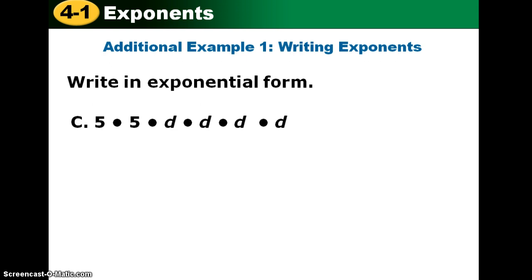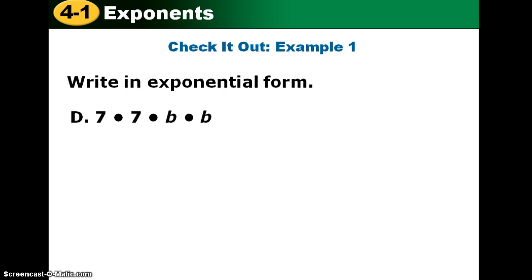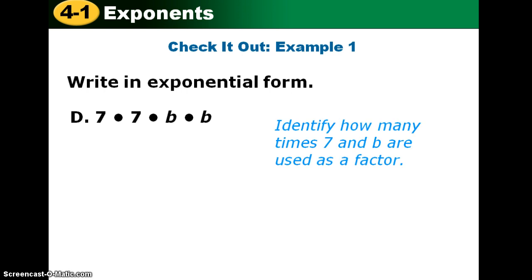We can do the same thing even if we have 2 different factors. We just combine what's the same. So we have 2 5s, so 5 to the 2nd power, and 4 d's, so d to the 4th power. It's all multiplied together, so we can write them side by side. Another one similar to that, we have 2 7s and 2 b's, so we get 7 squared times b squared. Squared is another word for the 2nd power.